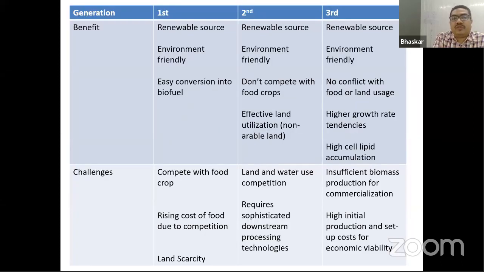So here's the comparison of first, second, and third generation, which I think we have discussed some parts of. All of the processes are environment friendly, but of course the first and second ones have some competitiveness with the food crops, and the third one is more beneficial, more environment friendly, because there is no conflict of food versus land. It offers a higher growth rate and higher cell lipid accumulation, but there are certain challenges with the third generation feedstock also, because of the high initial production cost involved.